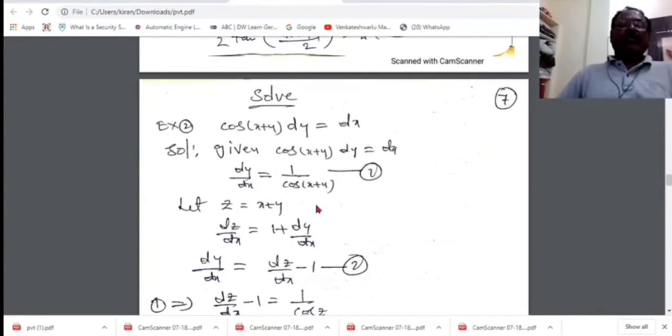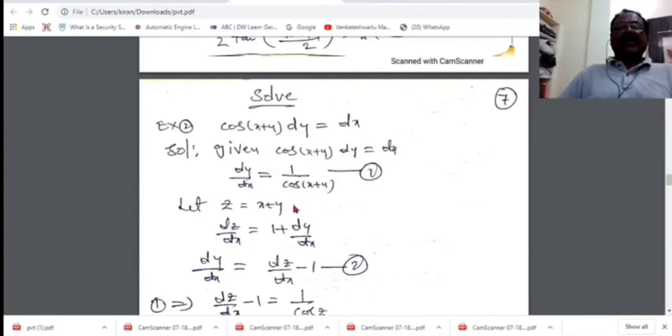Now one more example on reducible to the variable and separable method. So what is our problem? Solve cos of (x plus y) into dy is equal to dx. This is also a first order and first degree differential equation. So what is given? Cos of (x plus y) into dy is equal to dx. After simplification, dy by dx is equal to 1 by cos of (x plus y). That is equation number 1.